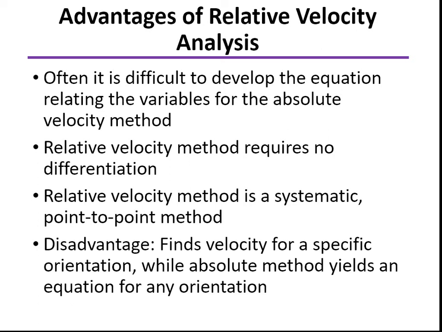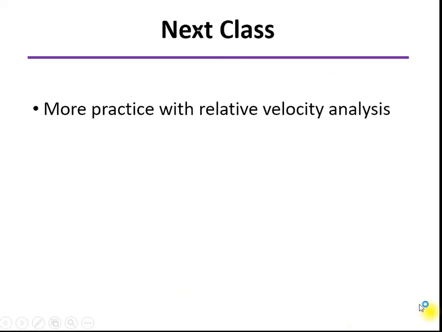Now, one disadvantage is that we're only finding the velocity for a specific orientation. That is, for the example problem we looked at, only for theta equals 45 degrees. The absolute method does give you an equation that works for any orientation. But of course, once you use the relative velocity analysis, you can also set that up in a spreadsheet so that you can find it for the complete range of motion of a mechanism. So next time, we're just going to keep going on relative velocity analysis and do a few more examples with that.